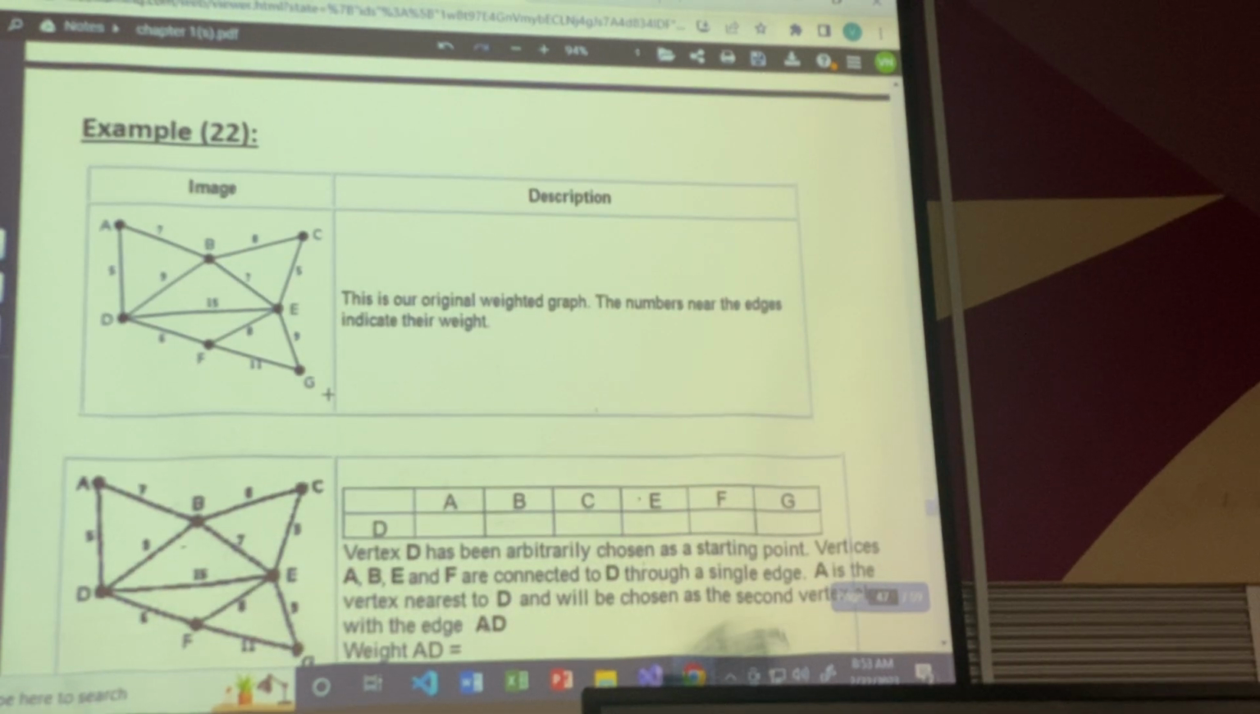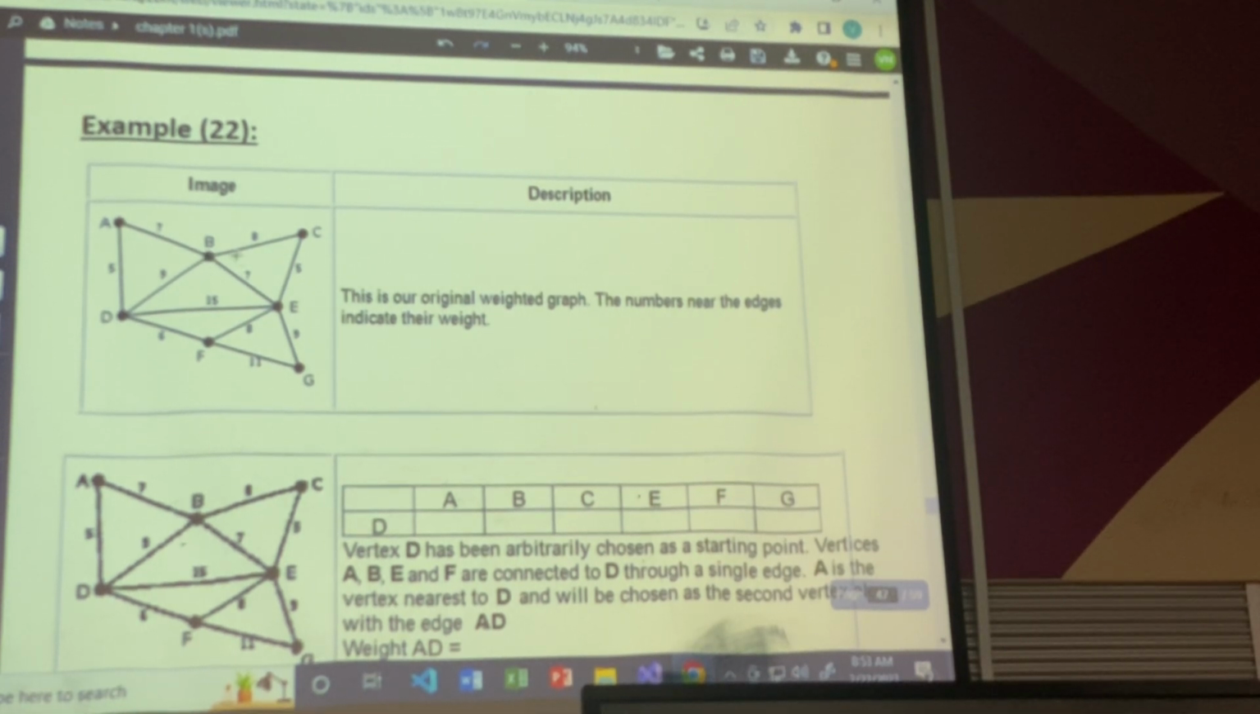So let's say you have the graph like this. Here A to B, the weight is 7, B to C, the weight is 8, and so on. So we can actually start with the root, any root. It doesn't matter which root you start from, the final answer will be the same. The minimum total weight, you should get the same.